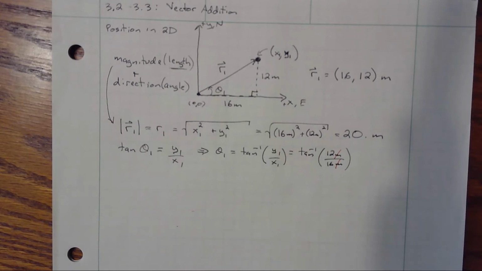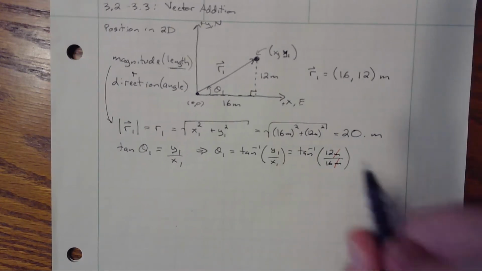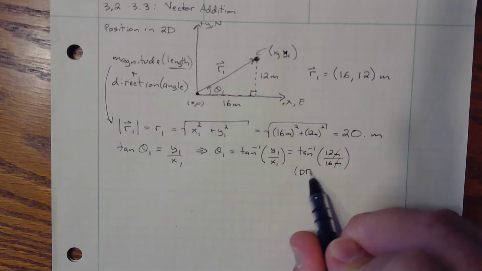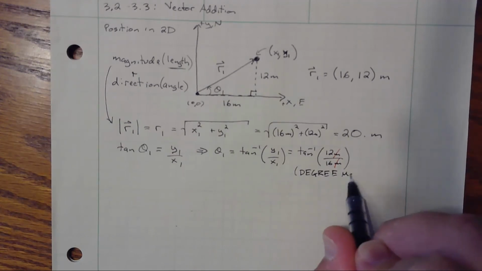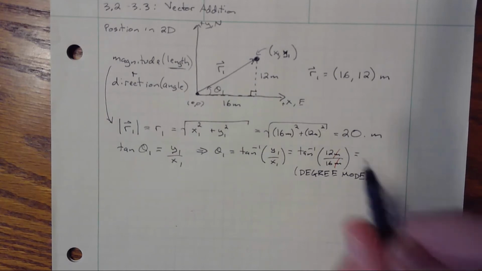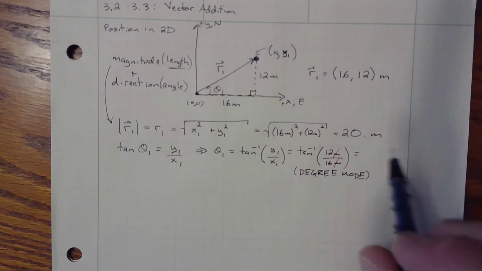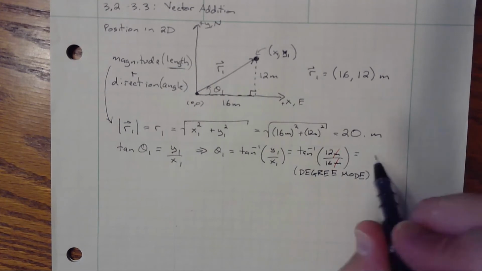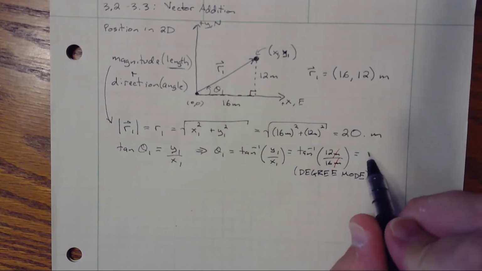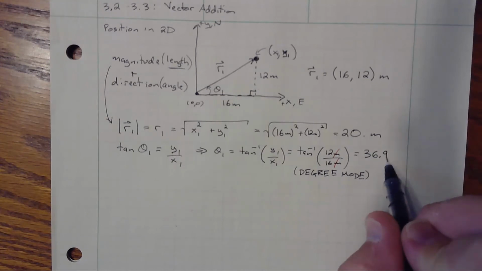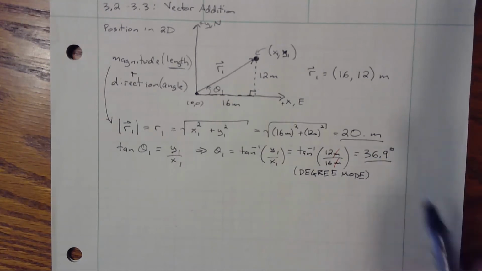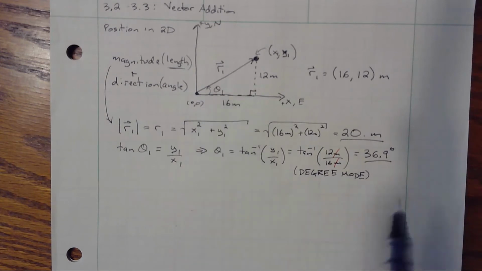The second thing is to make sure that when we do trig, we are in degree mode on our scientific calculators. Until further notice, we will generally always be doing things in terms of degrees, just because most people think in terms of degrees rather than radians. And so this angle theta 1 is 36.9 degrees, which is output from our calculator.